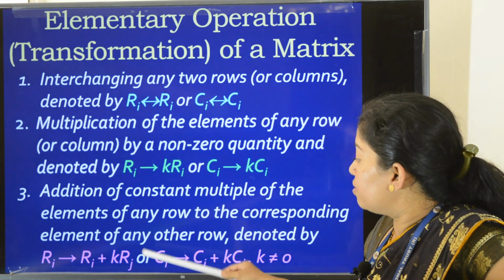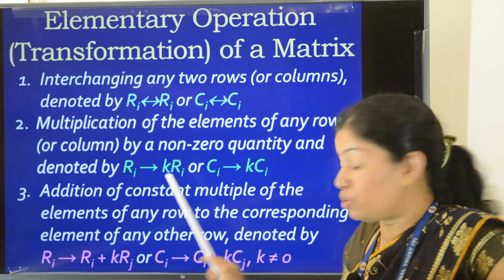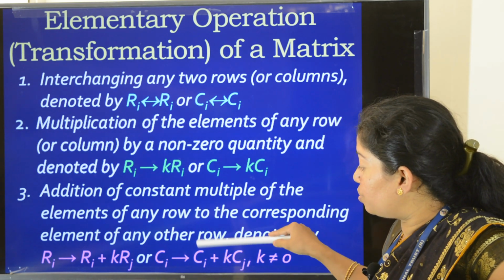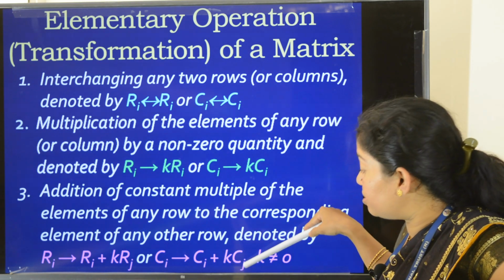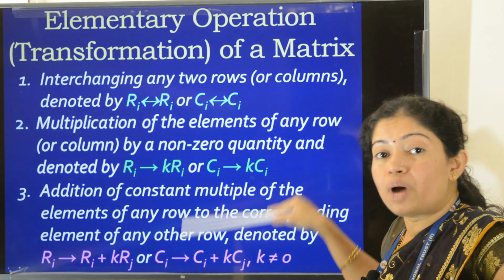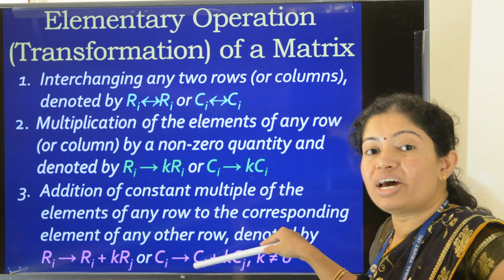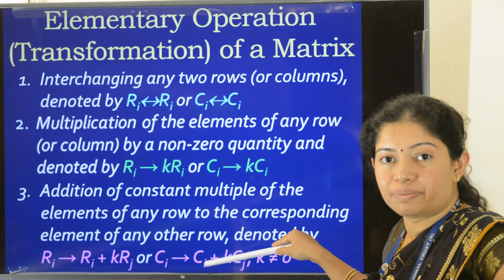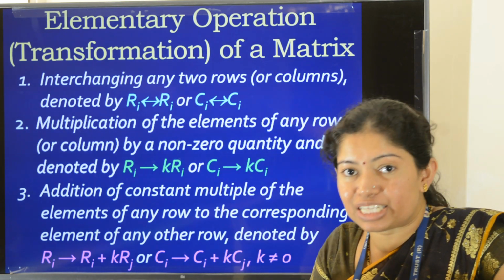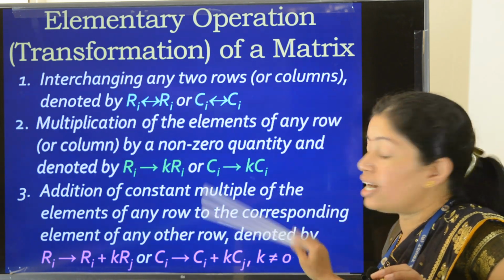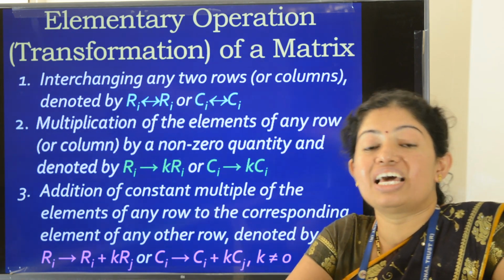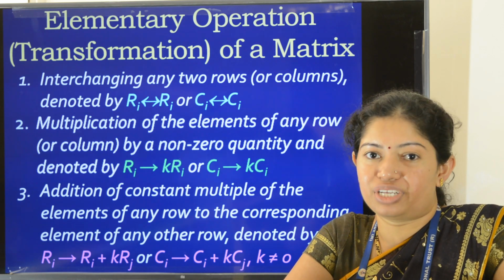Whereas for columns, we denote it as Ci changes to Ci plus k times Cj, meaning you are multiplying the jth column by the constant k, then adding it to the ith column, adding the corresponding elements. So these are the elementary operations which you can apply to a matrix.